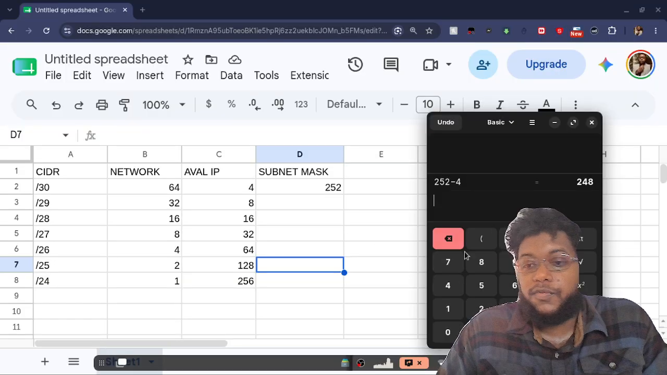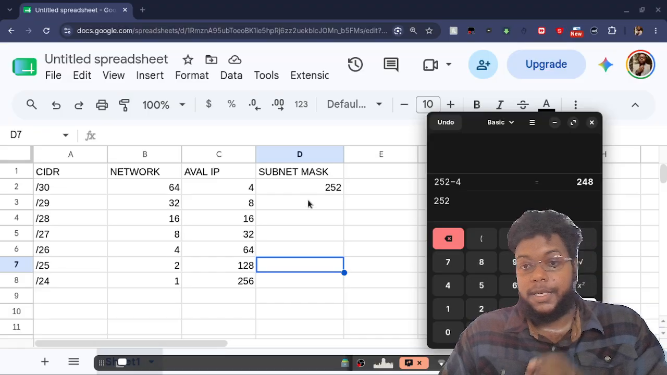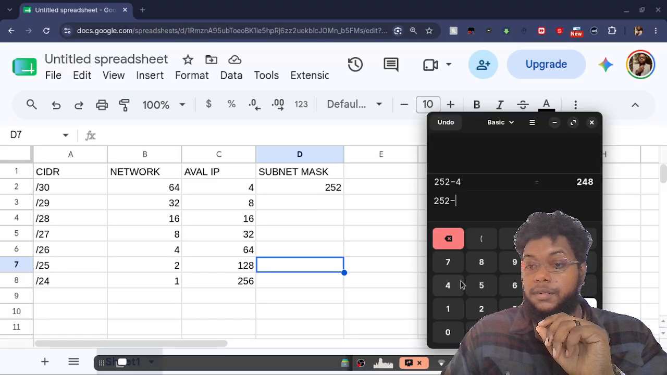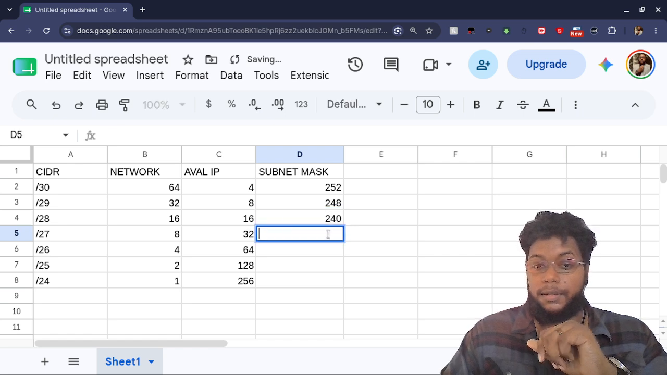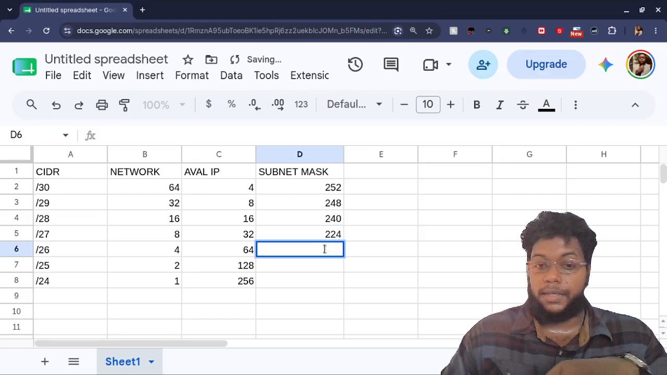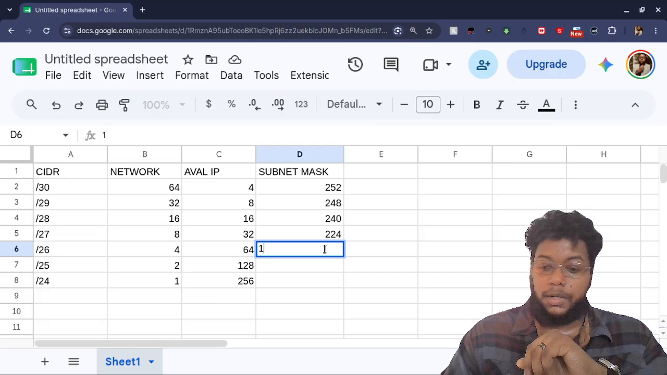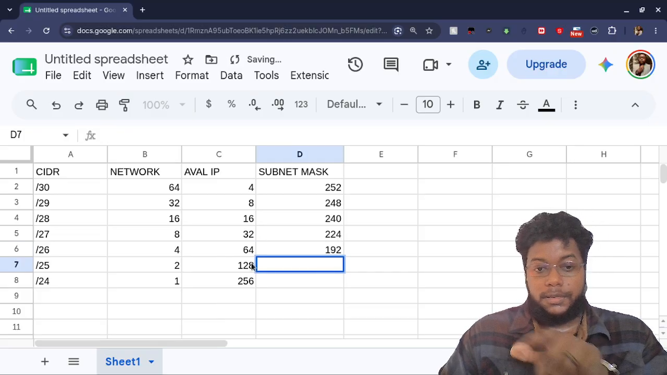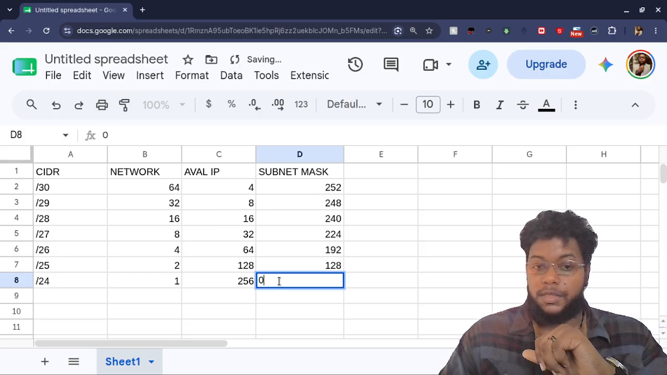So you have a number that's 252, right? Don't worry, all you have to do to get the next number in the sequence is 252 minus 4. That gives you 248. See what I'm saying? 248 minus 8 is 240, right? 240 minus 16 is 224. 224 minus 32 gives you 192, right? 192 minus 64 gives you 128. 128 minus 128 gives you 0.